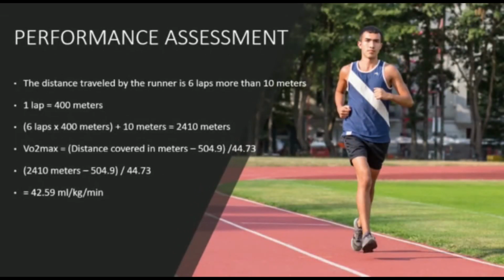The distance traveled by the runner is 6 laps plus 10 meters. 1 lap equals 400 meters. 6 laps times 400 meters plus 10 meters equals 2,410 meters. And we will use the VO2 max formula, which is VO2 max equals distance covered in meters minus 504.9, divided by 44.73. And we will get 42.59.